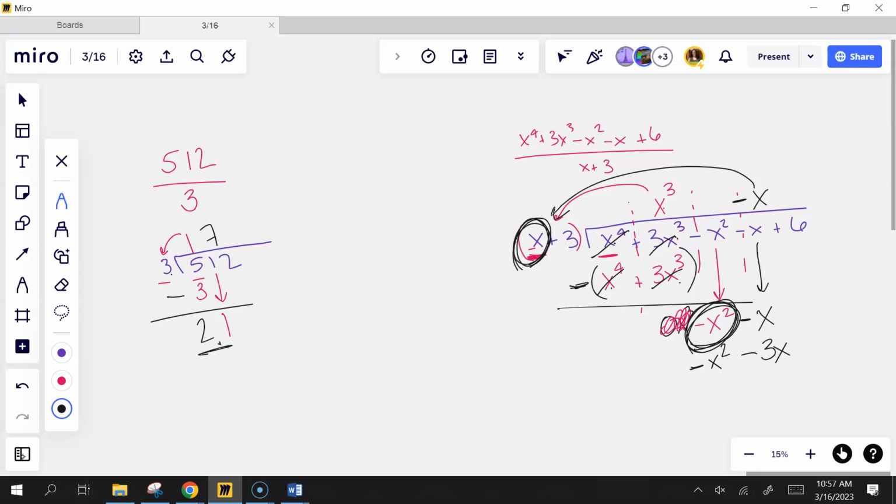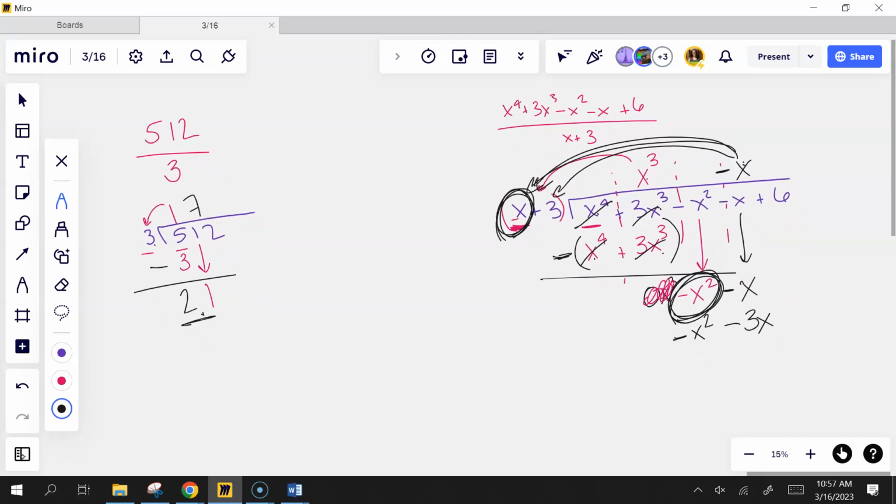Because you're negative x times 3. It bumps to both of them. It has to multiply to both. Now notice I got an x here and I didn't have one, so I had to drop down the next term so I had something to subtract it from.